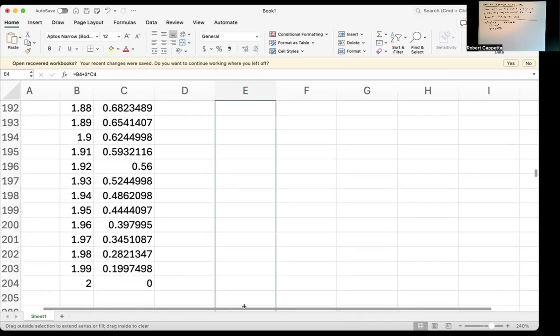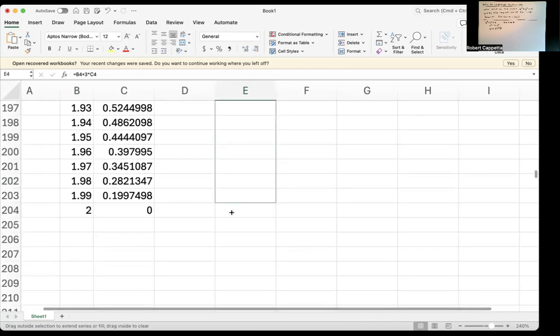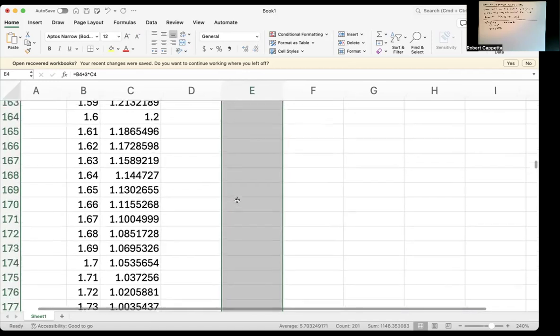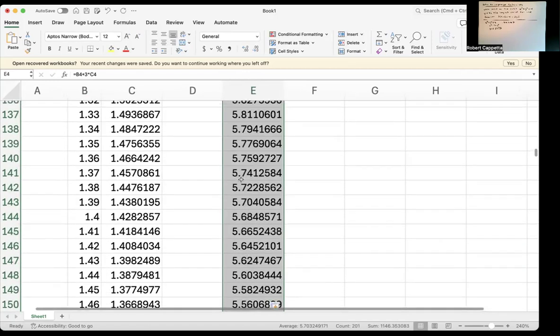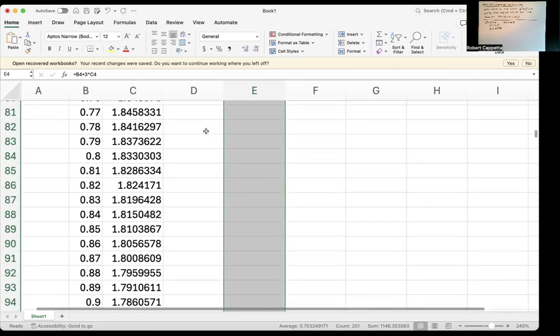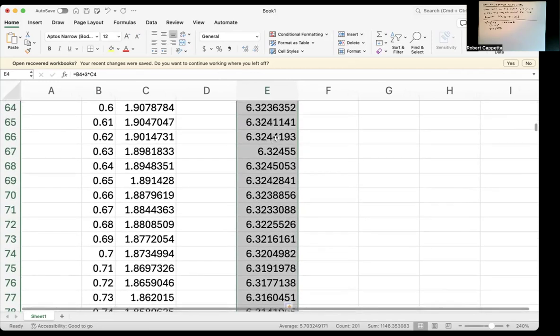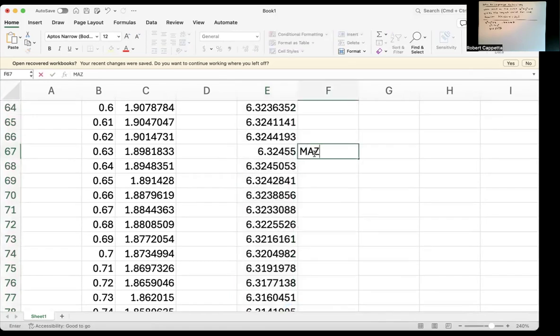So what do we believe that largest value is going to be? You can see at the very end we have 2. These numbers get bigger as we scroll up. So where do we see the largest value here in our list? We can see we're in the 6.32 area here. What's the largest one I see? 6.32455 seems to be the largest value I see. And that seems to occur when x is approximately 0.63, and y is about 1.898. So just keep that in mind.